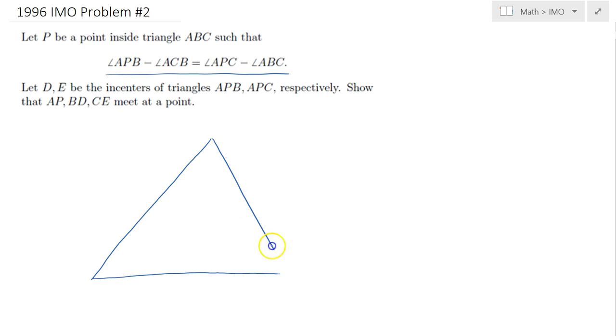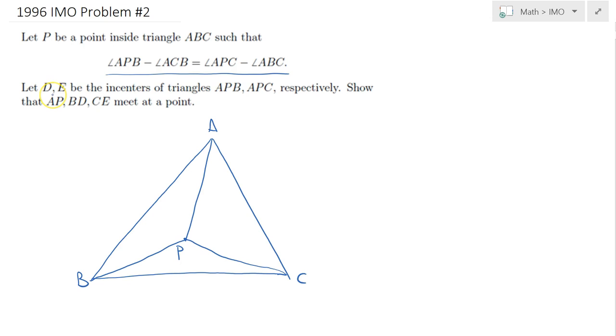So we have our triangle ABC and P is, I don't know, maybe somewhere here. That's the point P, such that angle APB minus angle ACB, okay, and then angle APC minus angle ABC. So those angles, I don't want to put any decorations on the picture yet.